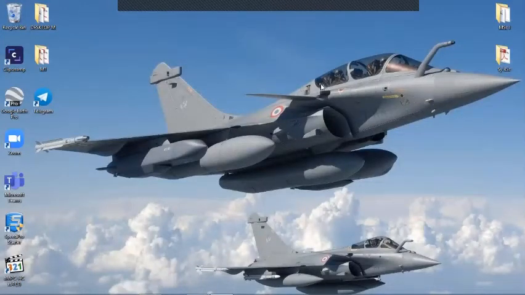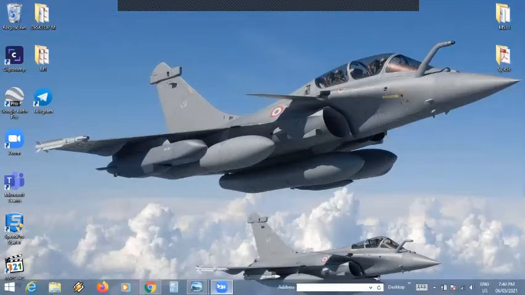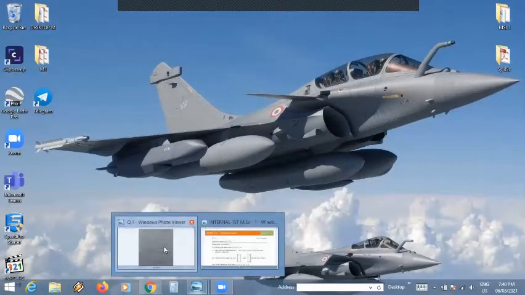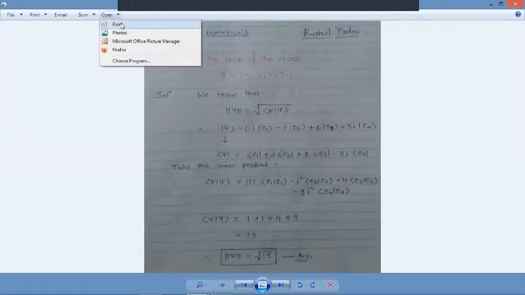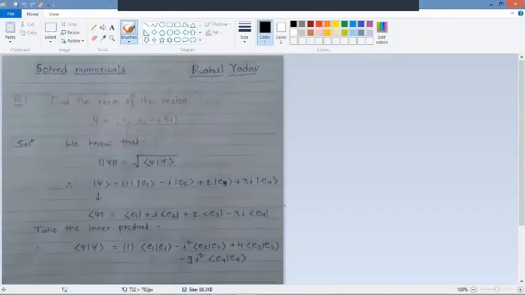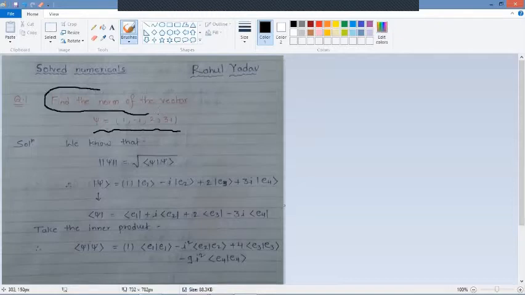Okay, so first of all I will take the first numerical, which is this. I'm going to open it in Paint. Okay, so this is your given vector, and what is asked here is: find the norm of the vector.